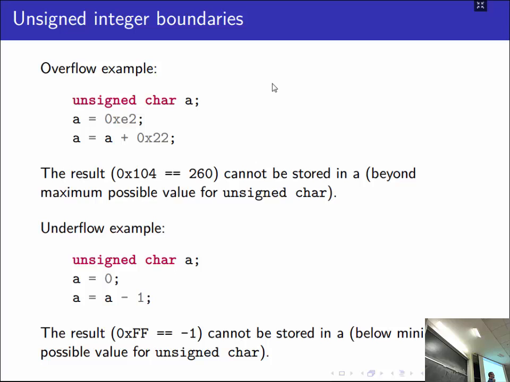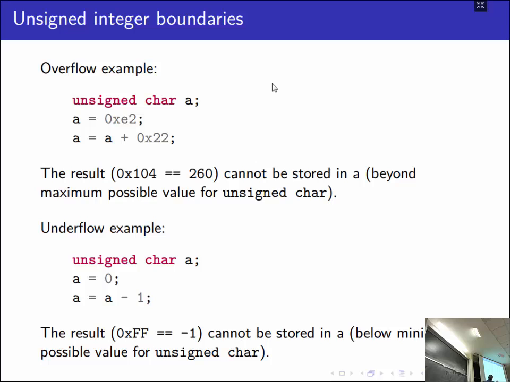Single character is? One byte, yes, exactly. This means that if it's unsigned, it can represent numbers between... we're actually not going from minus 128 to 127, we're going from 0, because there's no sign bit, that's what unsigned means, right? We go from 0 to 255, both included.